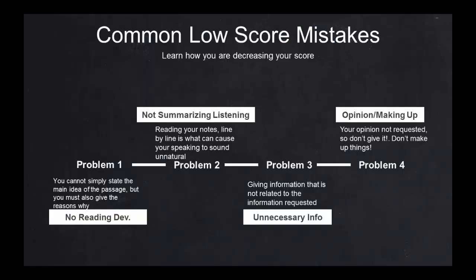Here are some common low score mistakes that people make on question number 4. Problem number 1: no reading development. I've said this earlier. You have to pull out the necessary information from the reading passage and give that information. It's background information for what they say in the listening passage. You can't just talk about the listening passage, and you can't talk about it first. Things always go from general to specific, not specific to general.